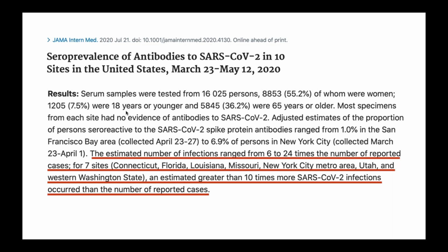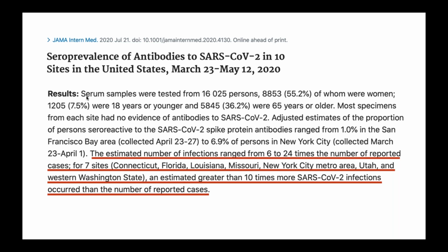And this is, again, from several sites in the US. I'm just going to go ahead and read through the whole results section from their summary. Serum samples were tested from 16,025 people, over 8,000 of whom were women, 1,200 were 18 years and younger, 5,800 were 65 and older. Most specimens from each site had no evidence of antibodies to SARS-CoV-2.